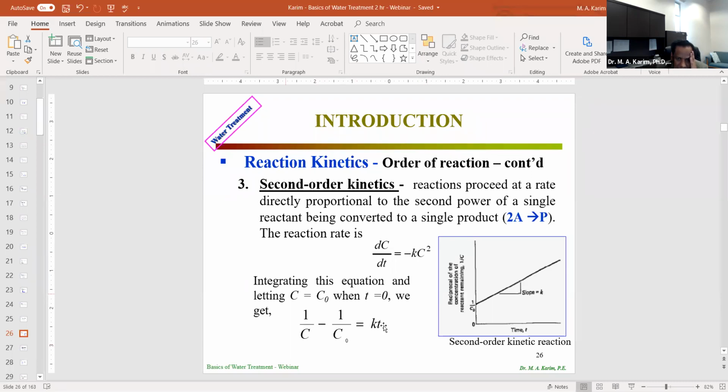And if I do the integration using the boundary condition or initial condition, I think just one condition is fine, then the equation becomes 1 over C minus 1 over C0 equals Kt. So if I plot 1 over C on this side against t, then this will give me 1 over C0, the initial concentration, as the intercept, and this will be my straight line.